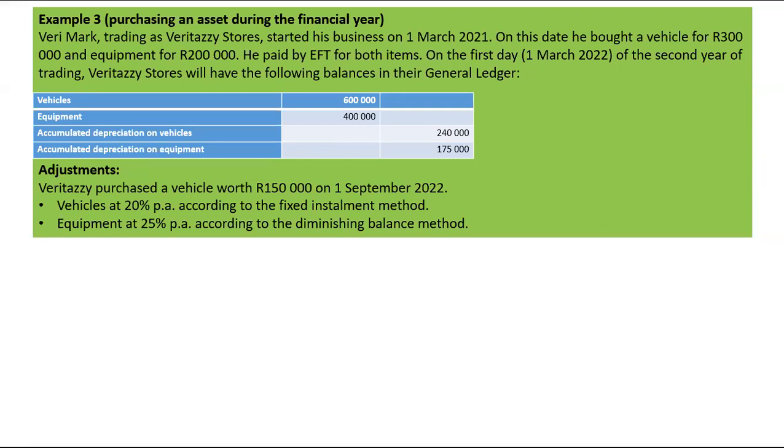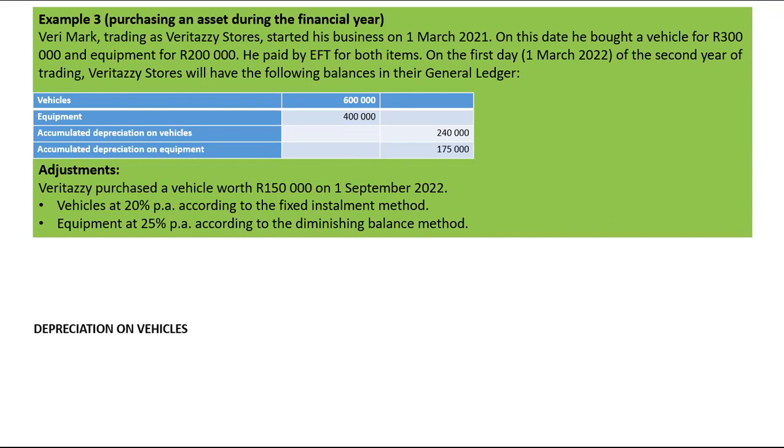So Very Tasty purchased a vehicle worth 150,000 on the 1st of September 2022. And vehicles are depreciated at 20% per annum according to the fixed instalment method. Equipment is depreciated at 25% per annum according to the diminishing balance method. Now, let's try and depreciate these assets, which are your vehicles and equipment. I will start with vehicles.